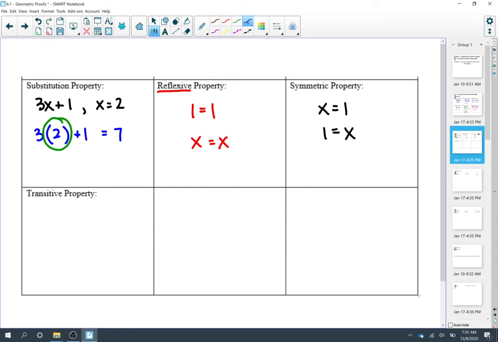And then last but not least, we have the transitive property. So if A is equal to B and B is equal to C, then we can say A is equal to C. I usually call this kind of like you cut out the middleman. So A is B, B is C. We can get rid of the B's and just say, well, if they're both equal to the same thing, then I know that they're equal to each other. That's the transitive property.